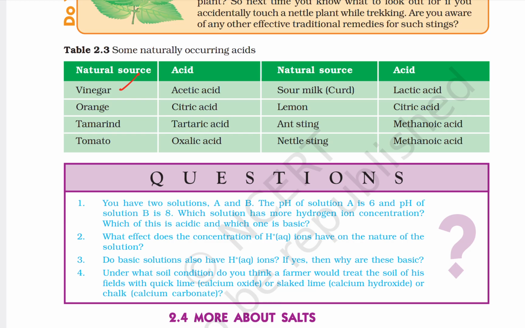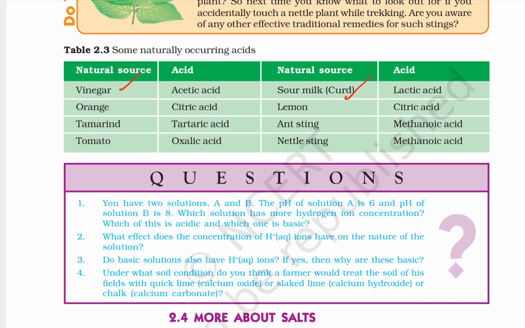And tamarind, we usually use it in the cooking process, right? Why it has acidic nature is that it has tartaric acid inside it, C4H6O6. It is used in baking powder and the food industry. Then sour milk and curd. So what will they have? Lactic acid. It helps in digestion and gives a sour taste to yogurt.